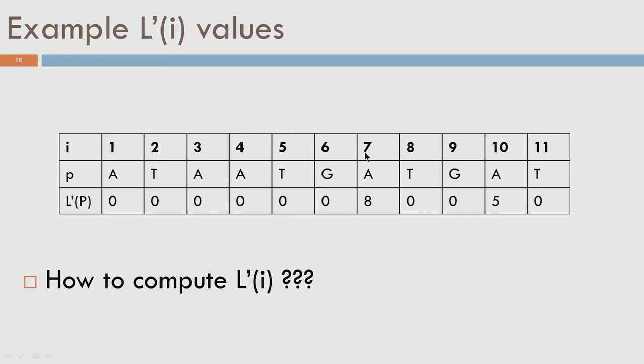Let us look at L prime of 7. In this case, the part of P that we are interested in is a string starting at 7 and ending at 11, that is, the string ATGAT.